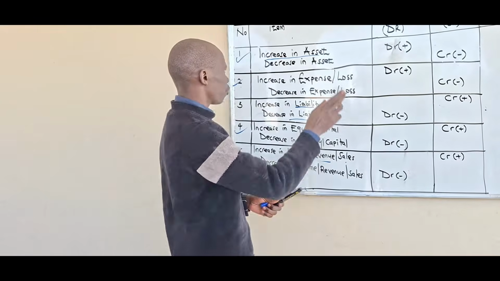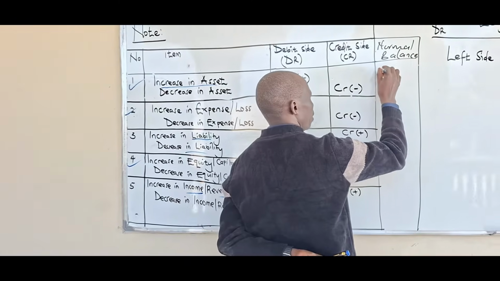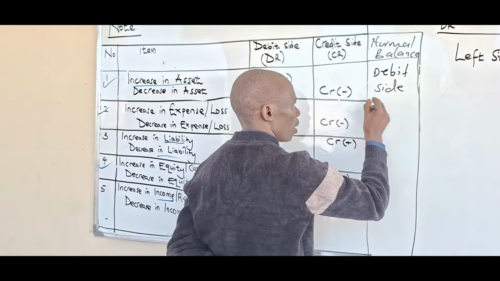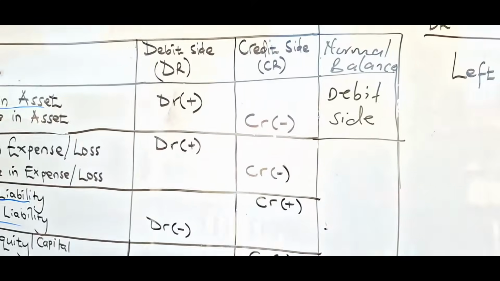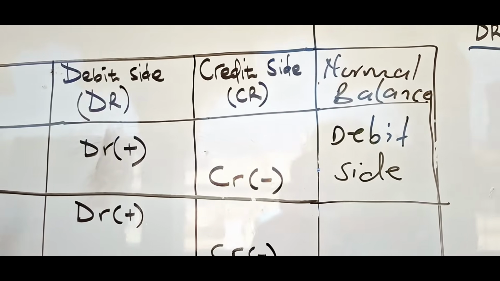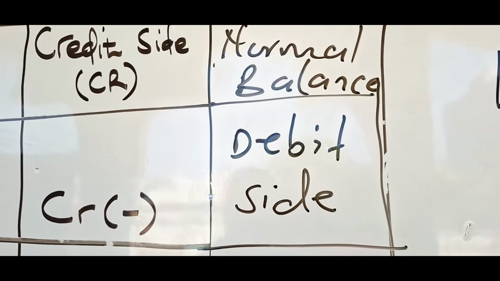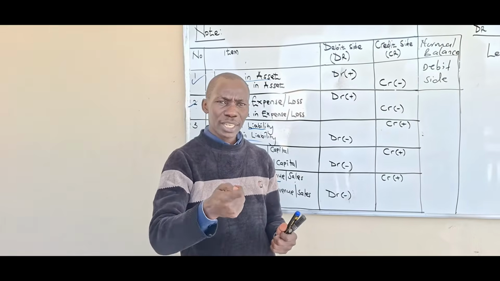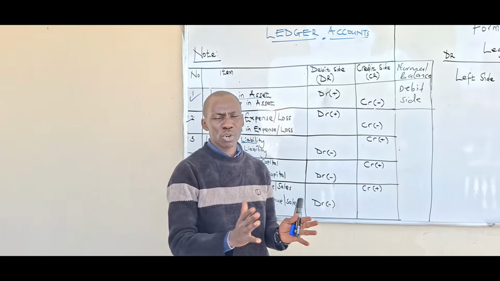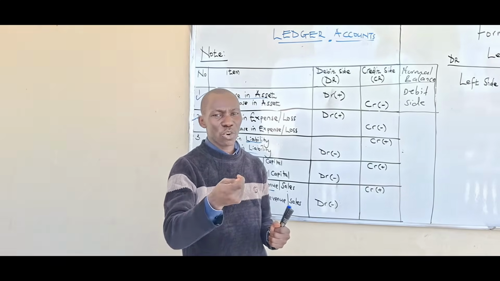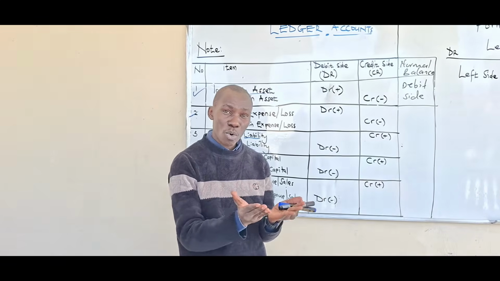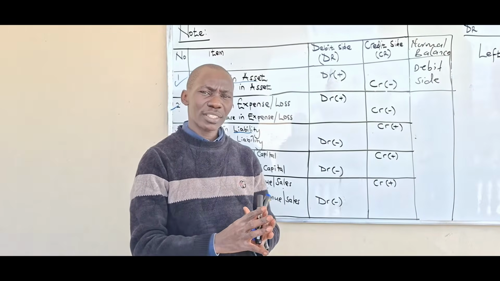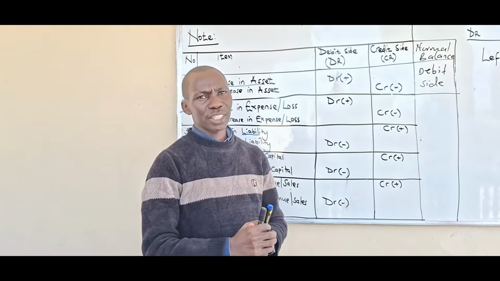So the normal balance for assets is the debit side. We expect, if all conditions are okay, the assets account to have a debit balance. That's the normal debit balance. The moment you find it on credit, there is something which may not be going well. That's why you need to check: did you post very well? Did you comply with double entry very well? Did you follow all the principles of accounting as you were posting the ledger account? Because from today throughout our accounting career, the normal balance for an asset is supposed to be on the debit side of the ledger.